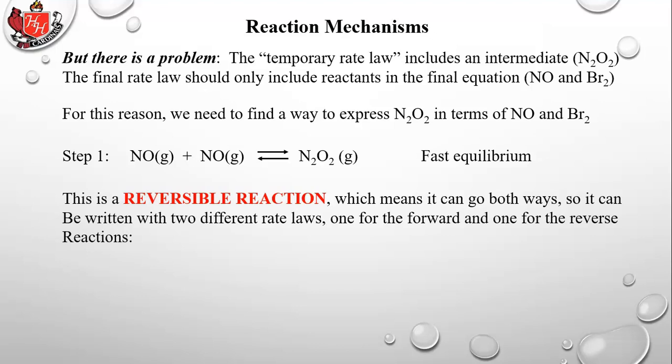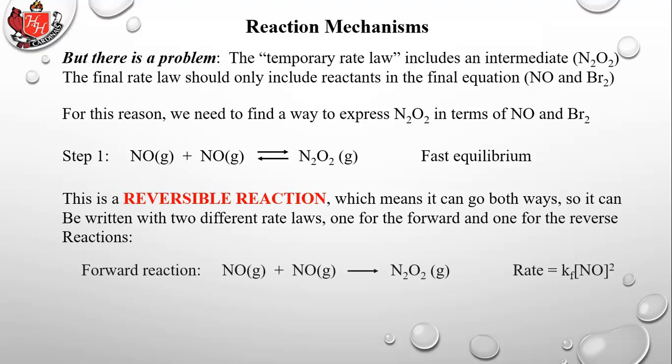Now, this is a reversible reaction, which means it can go both ways, so it can be written with two different rate laws, one for the forward and one for the reverse reaction, because it's effectively two reactions put together in one. The forward reaction is what you see up above. It's NO plus NO produces N2O2.